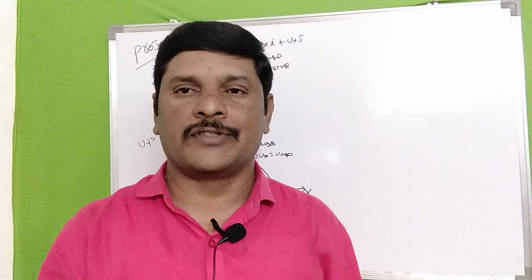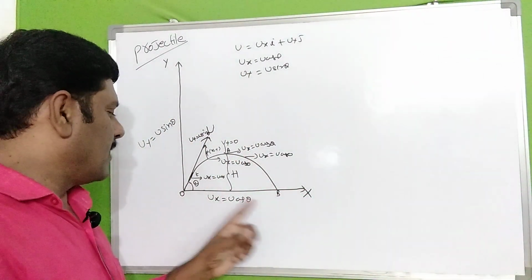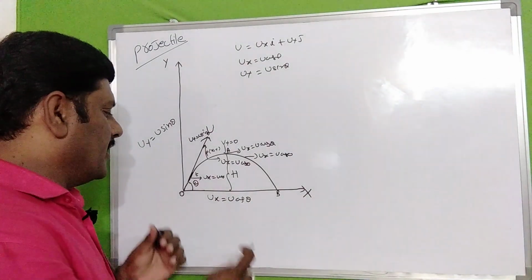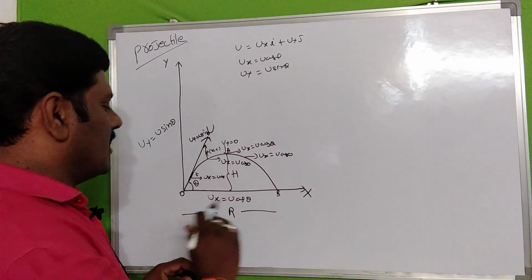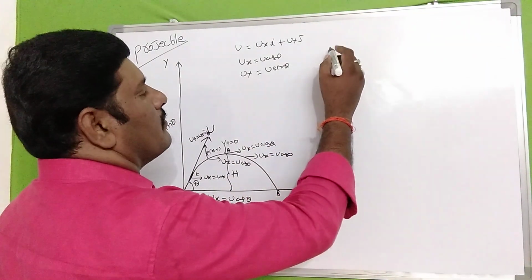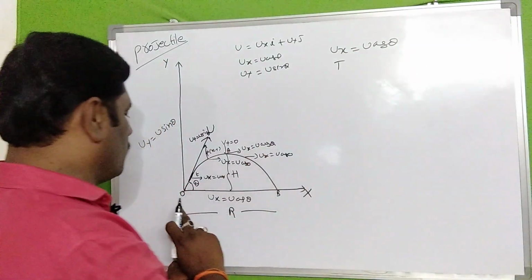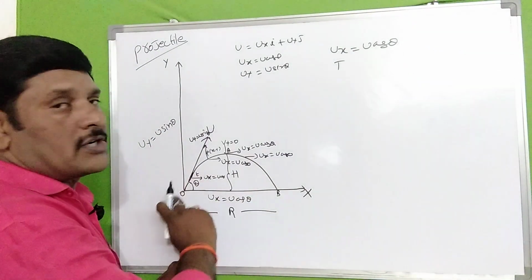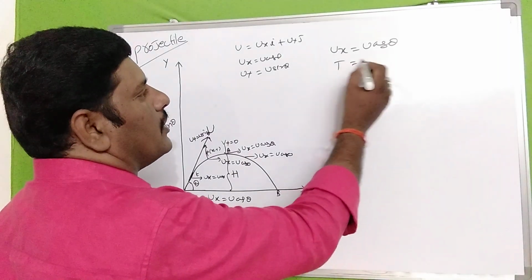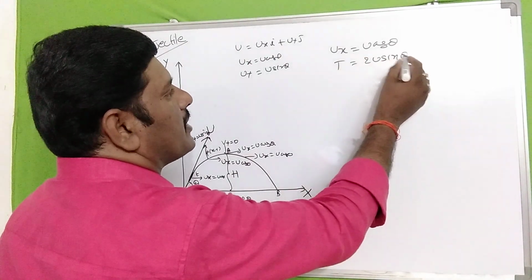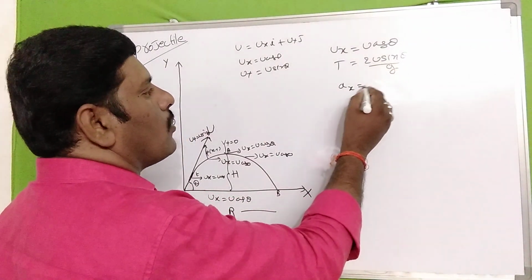Now we want to find out the range. Range is the distance between the point of projection and the landing place, like OB. OB indicates the range. So now we consider horizontal motion: velocity ux equal to u cos theta, and the time of flight to reach the ground from the point of projection, which we already proved is T equal to 2u sin theta by g. And along the horizontal direction ax equal to 0.